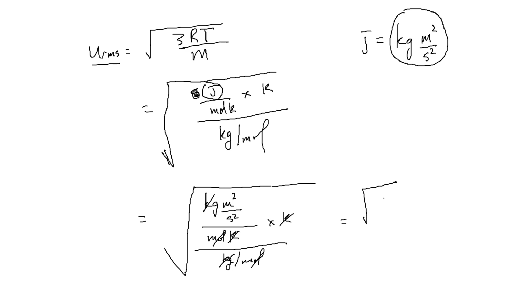We're left with the square root of meter squared over second squared, which is equal to meters per second, which of course would be the units associated with the root mean squared speed.